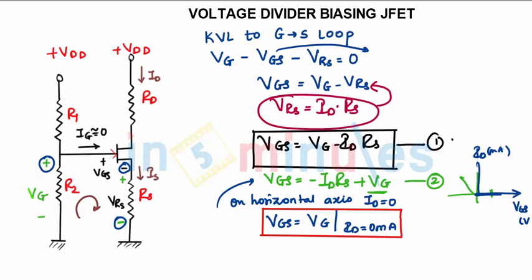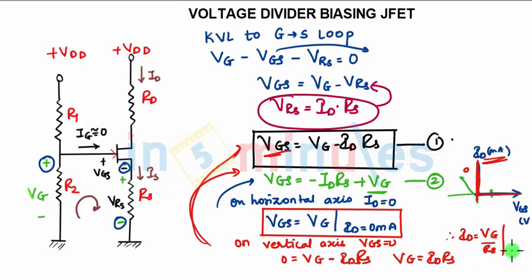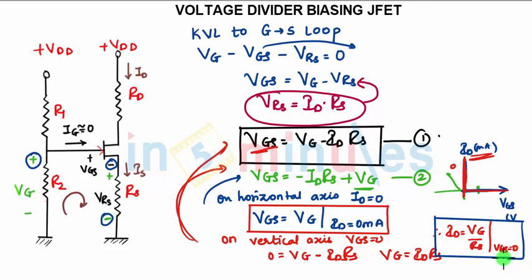Now for the other point, on the vertical axis we have Vgs equal to 0. When you substitute Vgs as 0 in this equation, you get 0 equals Vg minus Id into Rs. So Vg will be Id into Rs, but you want the value of Id on the y-axis, therefore I can write Id equals Vg upon Rs for Vgs equal to 0. So this is the other condition I have got.